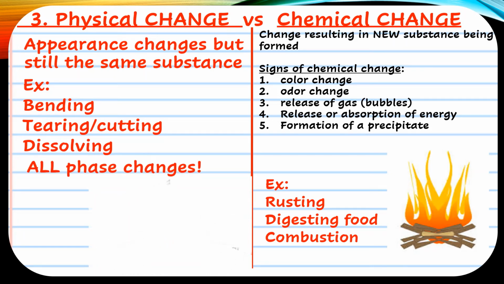And we also want to remember that all phase changes are physical changes, because when something melts, you haven't changed the substance. Ice is solid water. And when it melts, you have liquid water. It's still water. And when that liquid water boils, you have water vapor. It is still water. It hasn't changed to a new substance. You've just changed the phase, which means you've changed the distance between the water molecules.